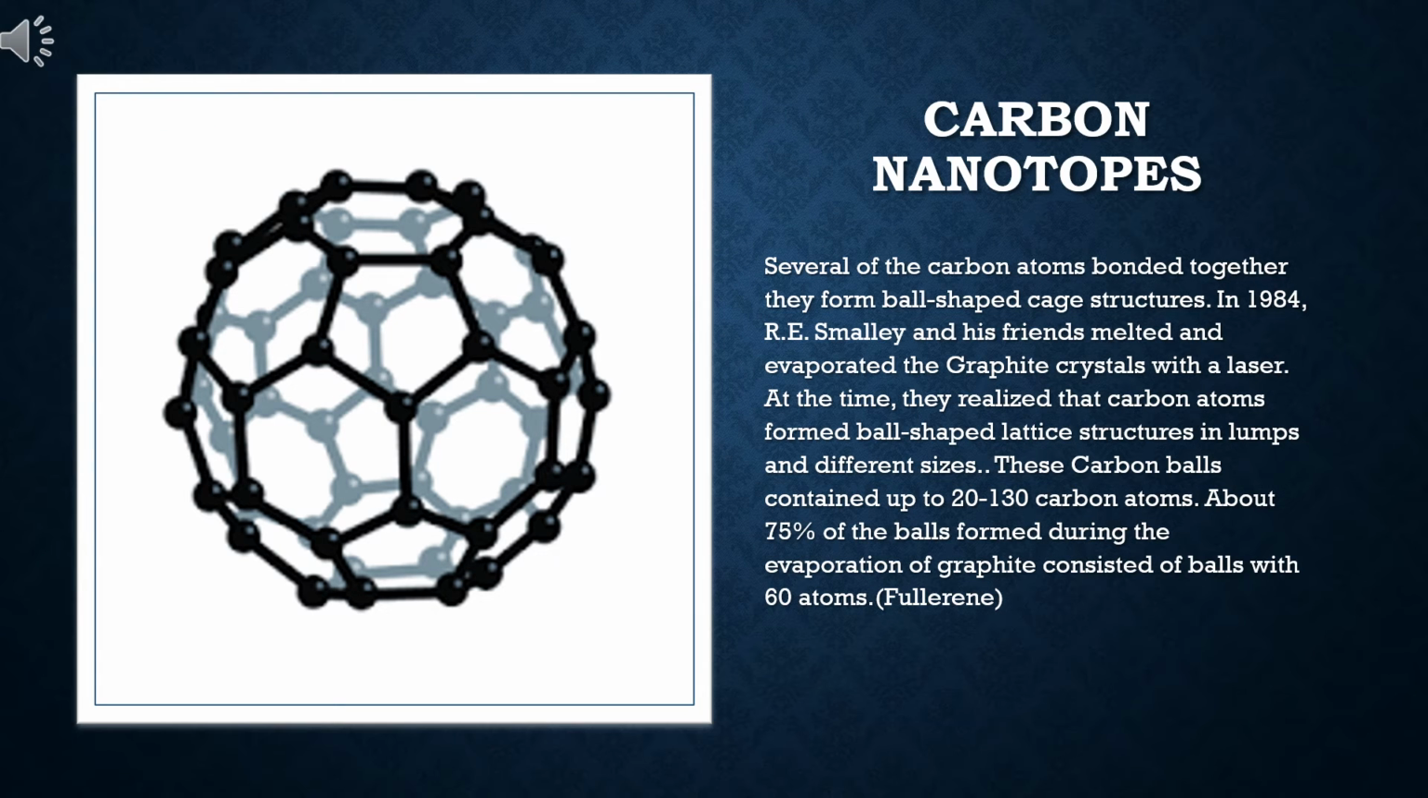Carbon nanotubes. Several carbon atoms bonded together form ball-shaped cage structures. In 1985, Smalley and his colleagues melted and evaporated graphite crystals with a laser. They realized that carbon atoms formed ball-shaped lattice structures in lumps of different sizes. These carbon balls contained up to 130 carbon atoms. About 75 percent of the balls formed during the evaporation of graphite consist of balls with 60 atoms.